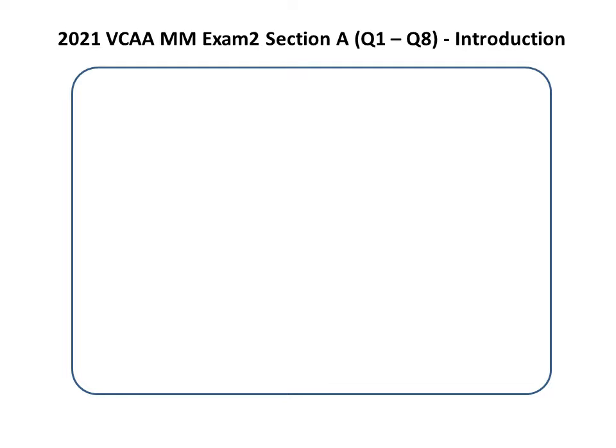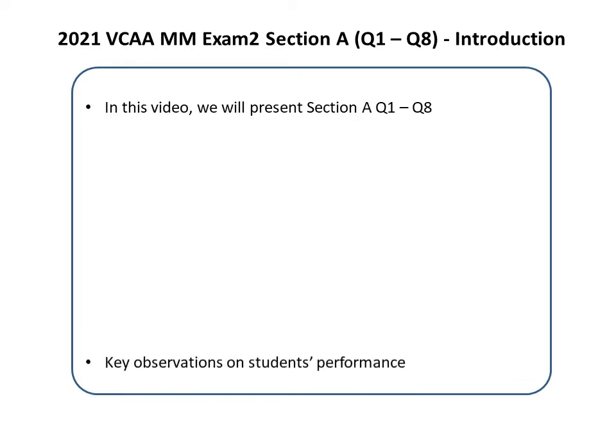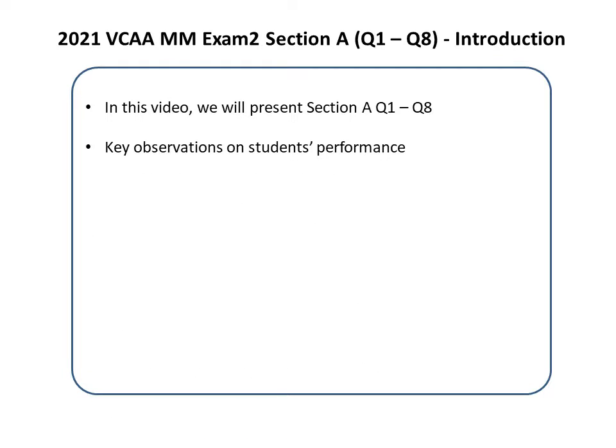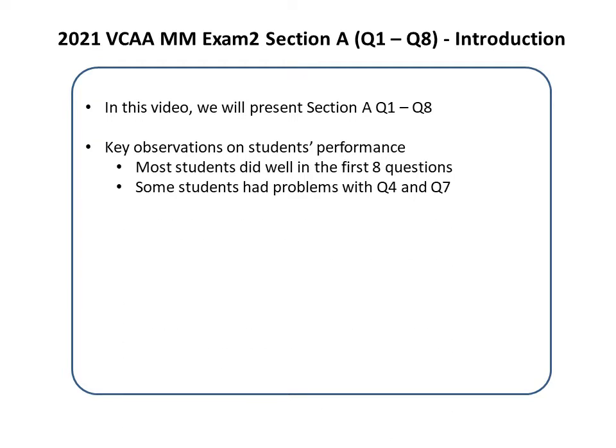Welcome to the fourth part of VCAA Math Method 2021 exam paper series. In this video, we will solve exam paper 2, section A, questions 1 to 8. Statistically, most students did well in these first 8 questions. Some students had problems with questions 4 and 7.